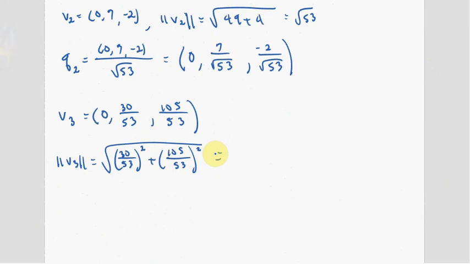Pardon me? To square the radical? There's no square over here. If there's a square there, then there's no radical. Yeah, it's squared inside.